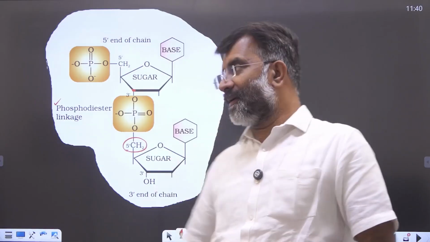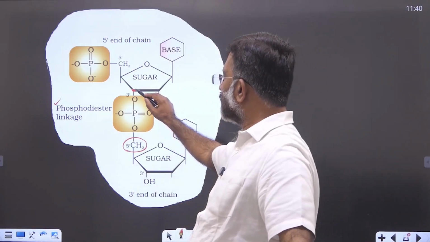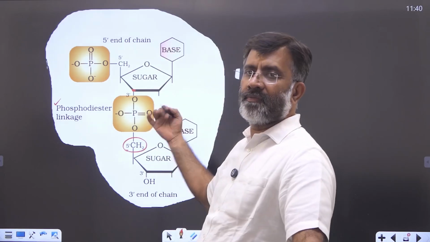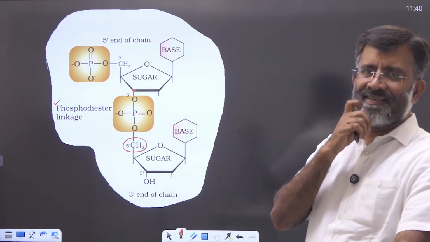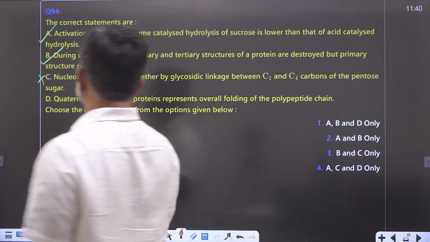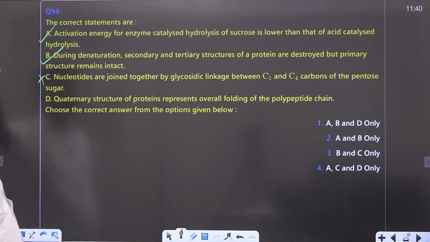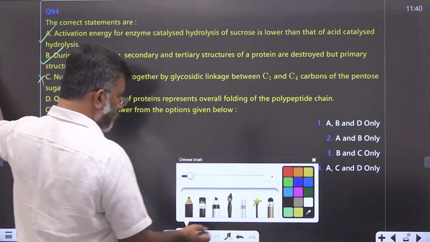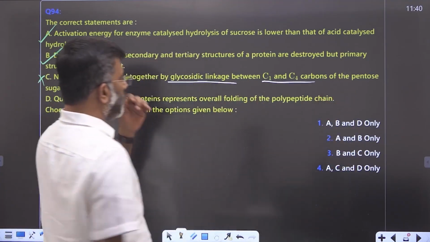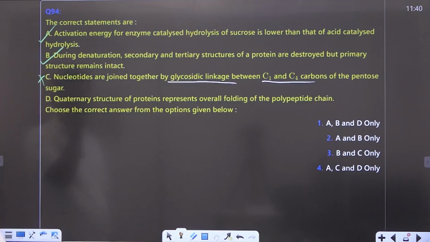Okay, and that is connected through the C3 carbon of one sugar moiety with the C5 carbon of the next sugar moiety. Right? So that statement is wrong. Third statement is wrong. Nucleotides are joined together by glycosidic linkage between C1, C4 carbon atoms, both are wrong. Now, quaternary structure of protein represents overall folding of the polypeptide chain.